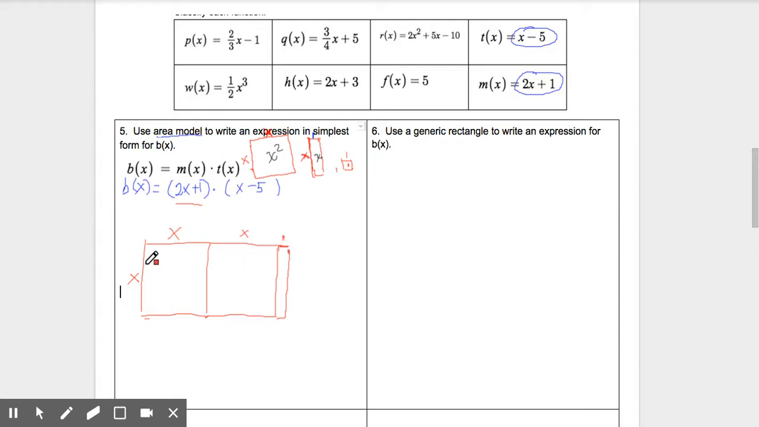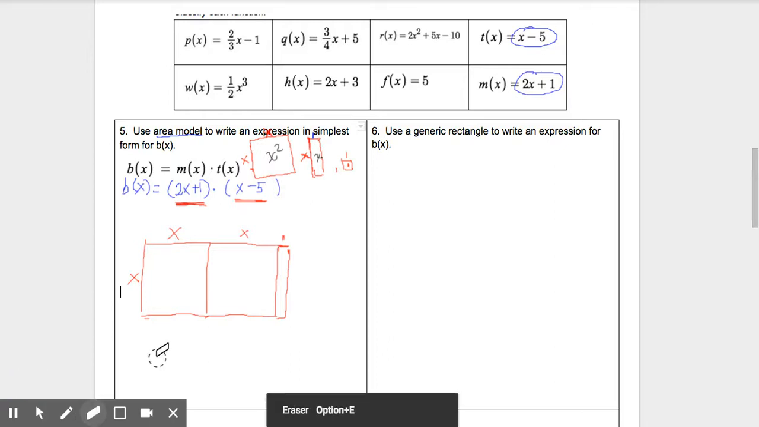The length is 2x plus 1 and the width is x. Okay, so we have established a length of 2x plus 1. Now we just need to make sure that the width is x minus 5. But right now the width is x. So what we need to do is take away 5 from the width.